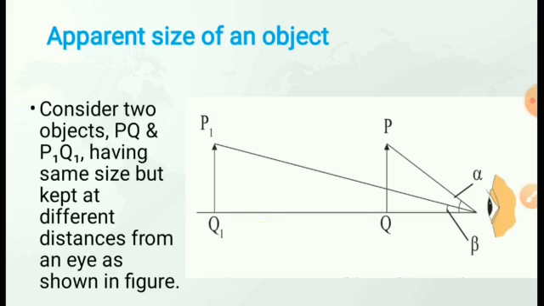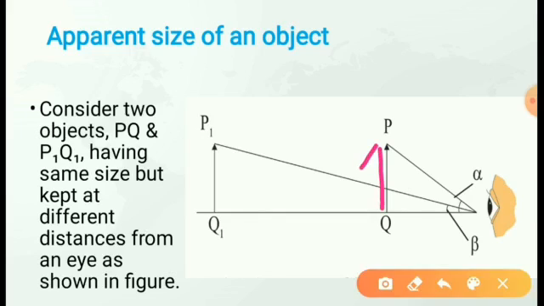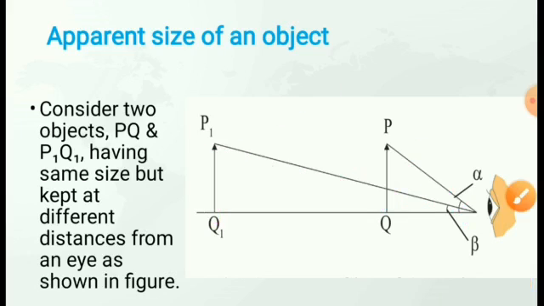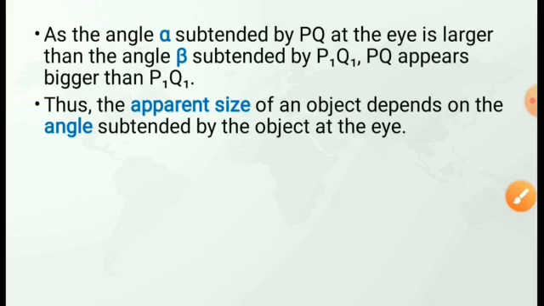You can see here the angle made by alpha is at PQ and the angle made by beta is at P1Q1, and the angle alpha is greater than that of beta. Thus, the apparent size of an object depends on the angle subtended by the object at the eye.